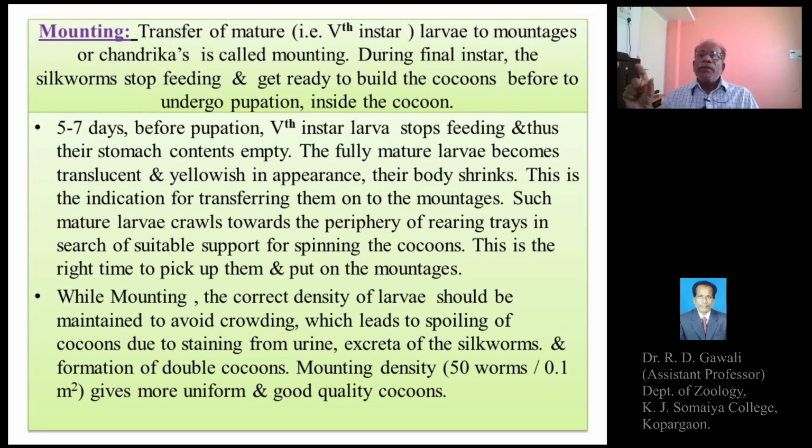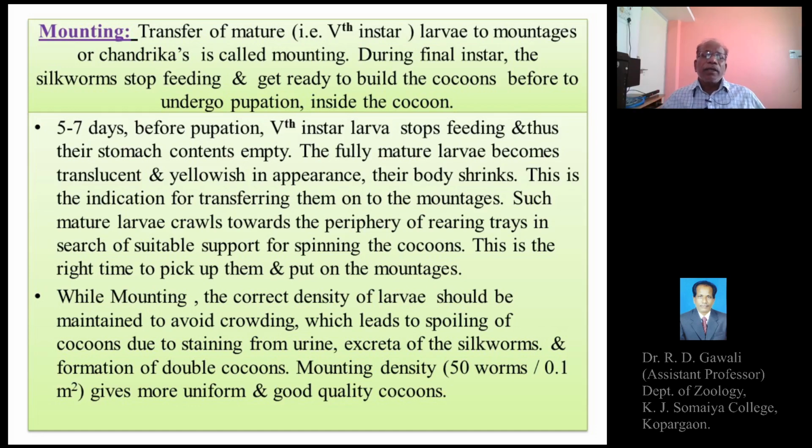The mature larva then becomes translucent or yellowish in color, and its body surface shows a number of wrinkles representing segmentation of the body, and thus the body shows shrinkage together with the formation of wrinkles on the surface of the skin. This is the indication, or the right time, to think about transferring them onto the mountages for the spinning activities. Such mature larvae then crawl towards the periphery of the rearing trays in search of suitable support for spinning the cocoon.